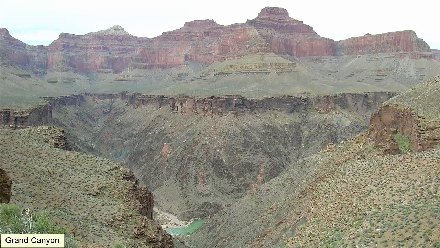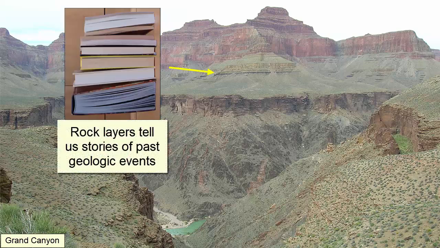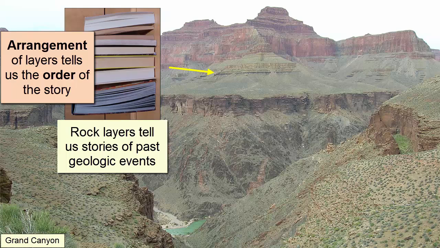Wherever rocks are exposed at Earth's surface, they have a story to tell. Each rock layer is like a book in a library, telling us the story of the geologic history. The ways in which the rock layers are arranged relative to each other tell us the sequence of events that occurred in a particular location. What happened first in our story, and what happened last?